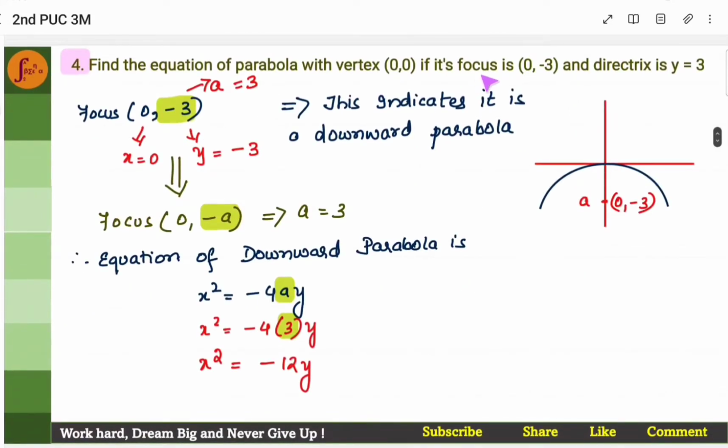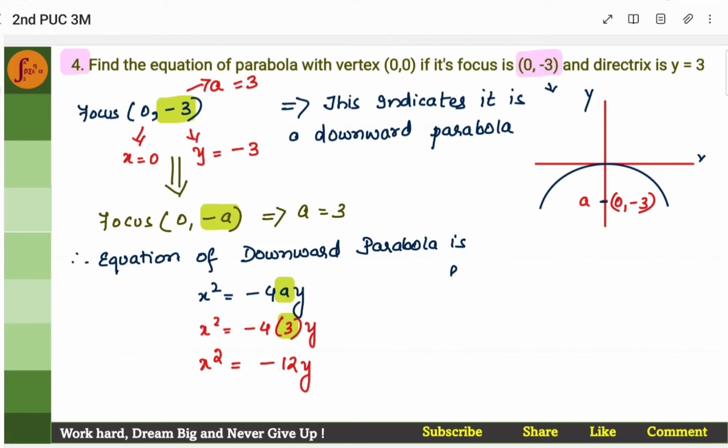Fourth problem, here again focus is given, directrix is given, right? Only thing you'll have to find which parabola it is. Here it is 0, minus 3. That means y-axis is negative, right? That means similar here, right? Negative means here. The focus is here, 0, minus 3. So it's downward parabola. Now you know downward parabola equation is x square is equal to minus 4ay. A is given 3 and y. Substitute, you'll get the equation of parabola.